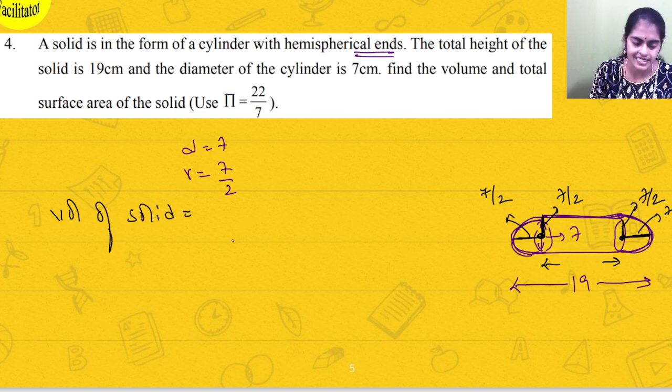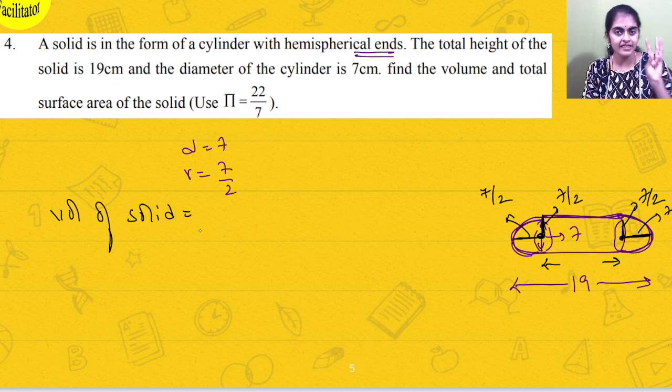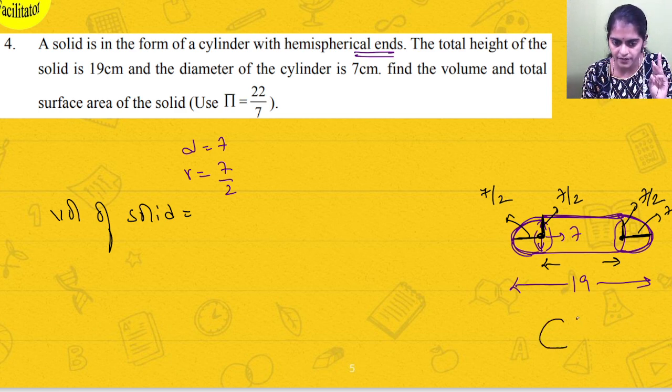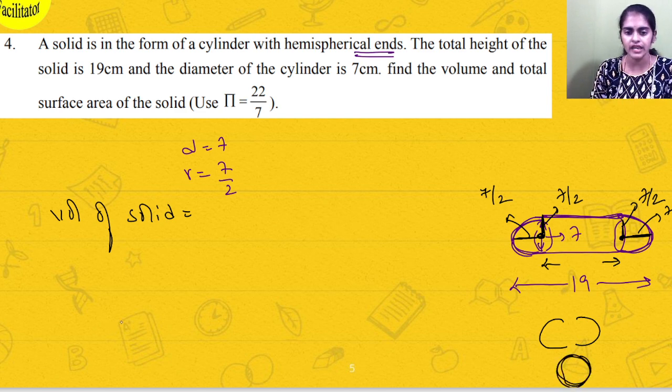Volume of solid is nothing but you have three parts here. One hemisphere at one end, cylinder, and the other hemisphere. Actually, these two hemispheres are identical. If you join these two hemispheres, you will get a sphere actually. But if you want, we can take separately also. So you can do it as 2 times.